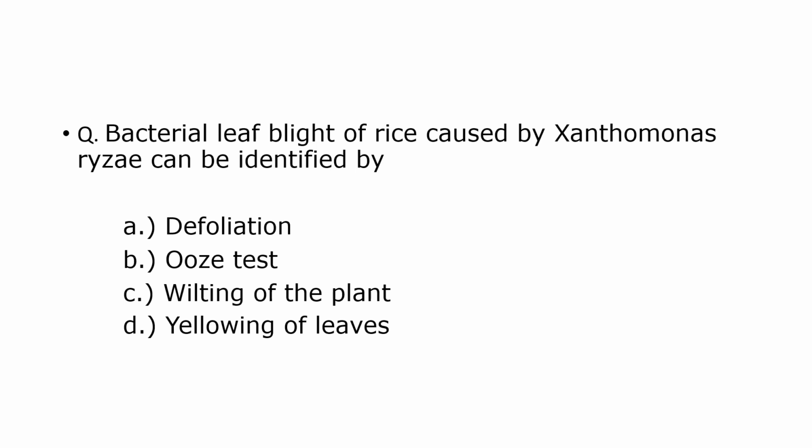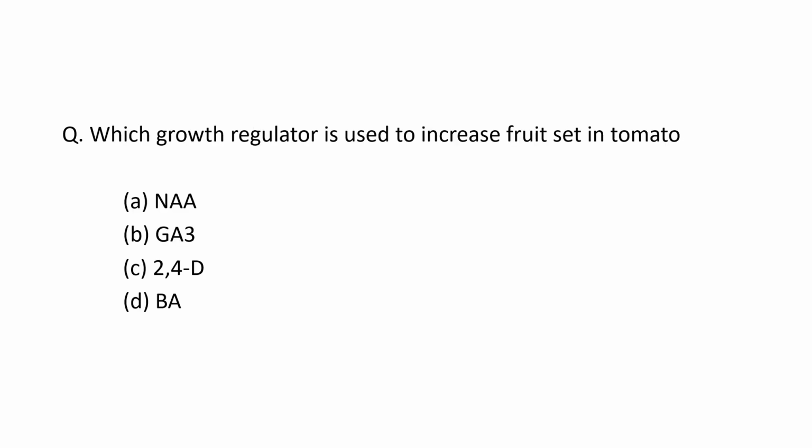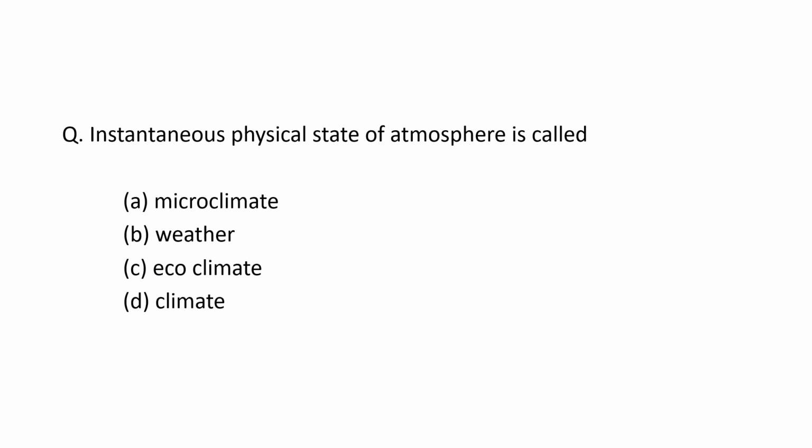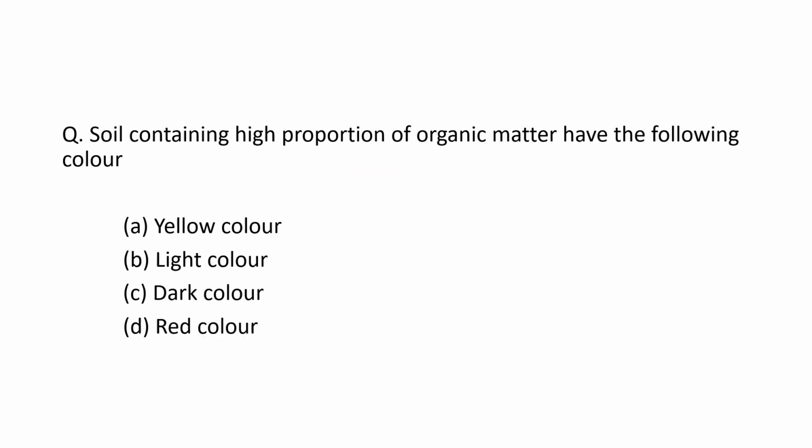Bacterial leaf blight of rice caused by Xanthomonas oryzae can be identified by yellowing of the leaves. Which growth regulator is used to increase fruit set in tomato? The right option is C, 2,4-D in small quantity. Instantaneous physical state of atmosphere is called the weather. Soil containing high proportion of organic matter have the following color. The right option is C, dark color.